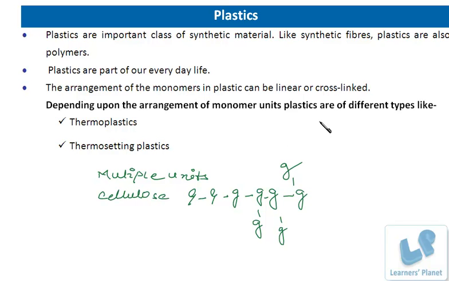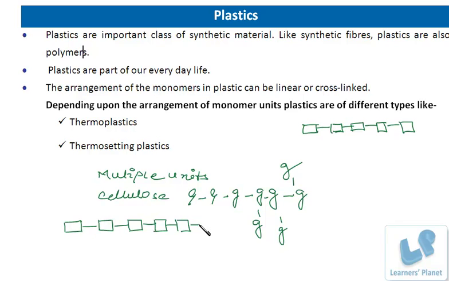Your monomers, how can they be? Say for example, this is a monomer and these monomers can be linked like this. That is a linear arrangement of monomers. They can be cross-linked also. Cross-linked means, see, this is one monomer, this is another monomer. Now this can be linked to the next chain. These can be linked.